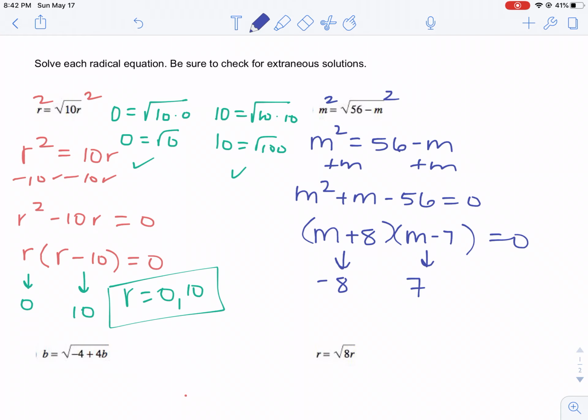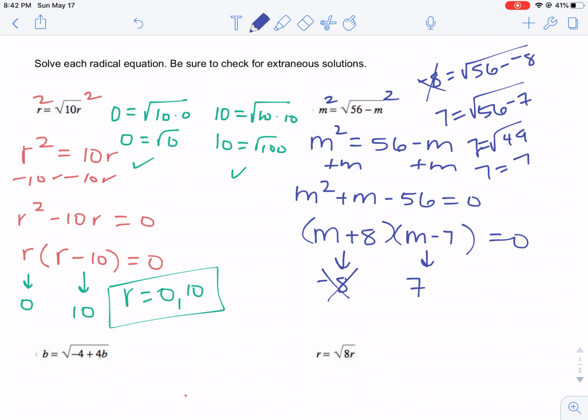When we go to check those answers, our first one would say negative 8 equals the square root of 56 minus negative 8. I know this is not possible because we can't have a square root end up equaling a negative. So that would be an extraneous solution. We want to check 7. So we'd have 7 equals the square root of 56 minus 7. Well, 56 minus 7 is 49, so that works out true. So we get one solution, m equals 7.